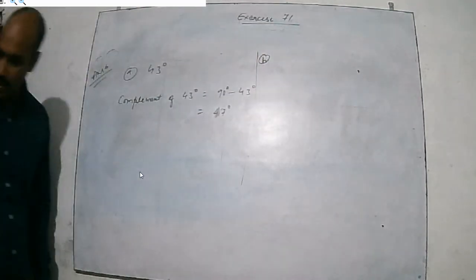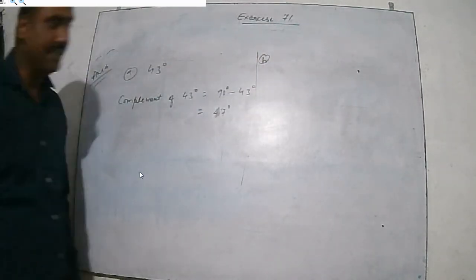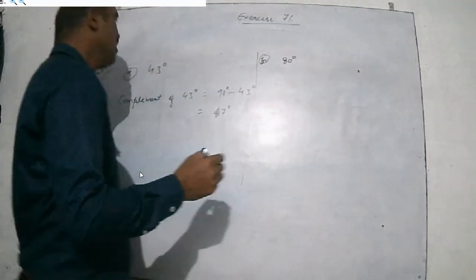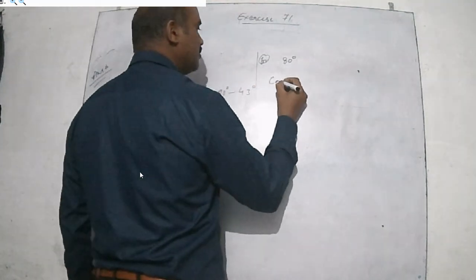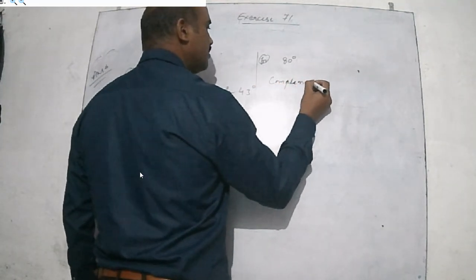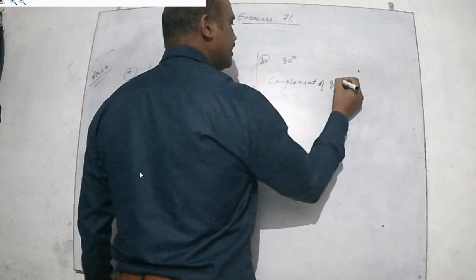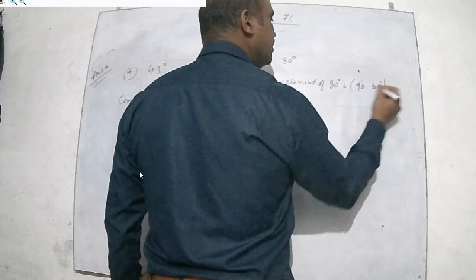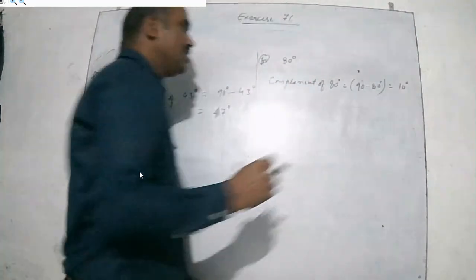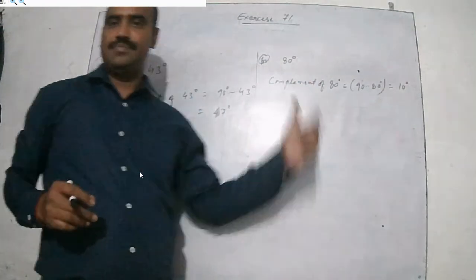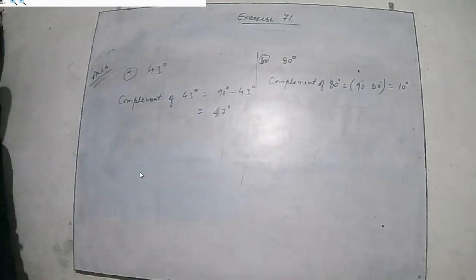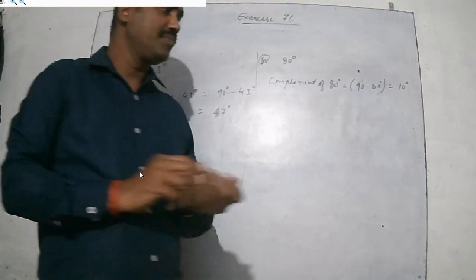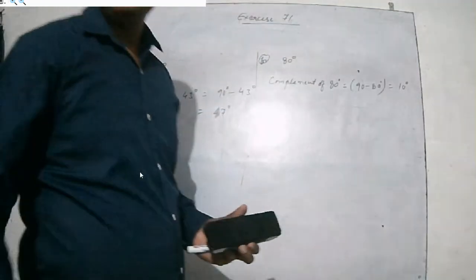Hope that you understand that. Now we come to the next question. Suppose there is 80 degrees. This is your F part. 80 degrees is given here. So the complement of 80 degrees is equal to 90 minus 80 degrees, which is equal to 10 degrees. So this is the complement of 80 degrees. Clear all of you? So in this way you have to find the complement. Clear?